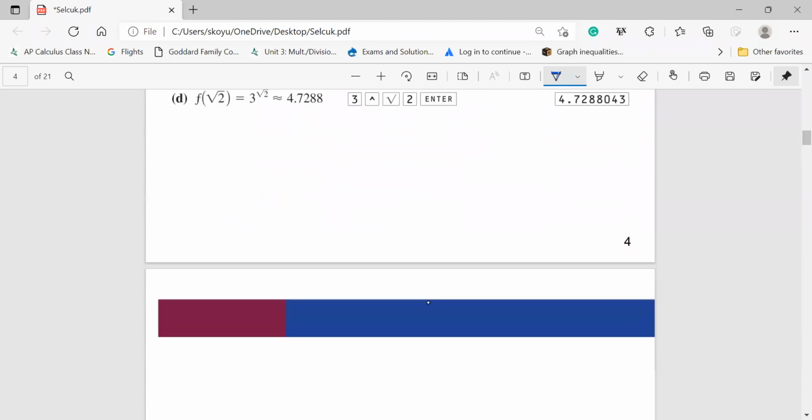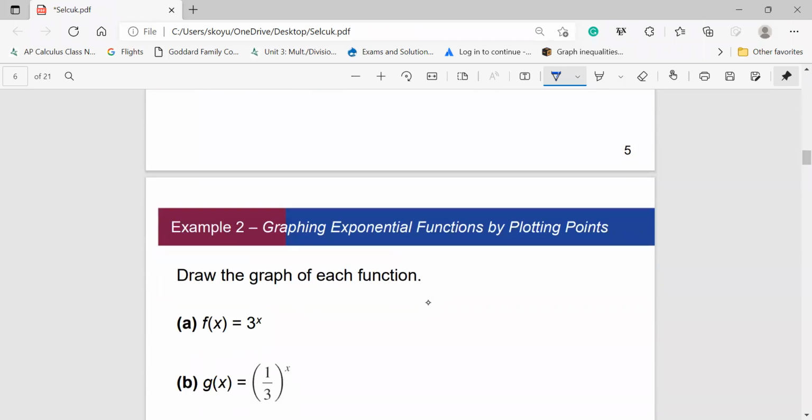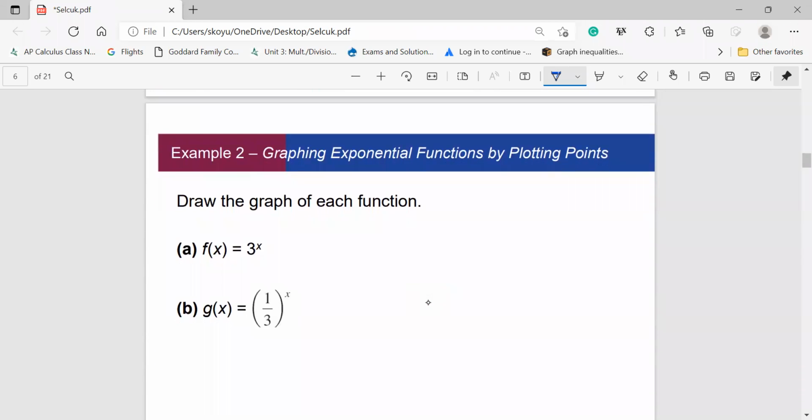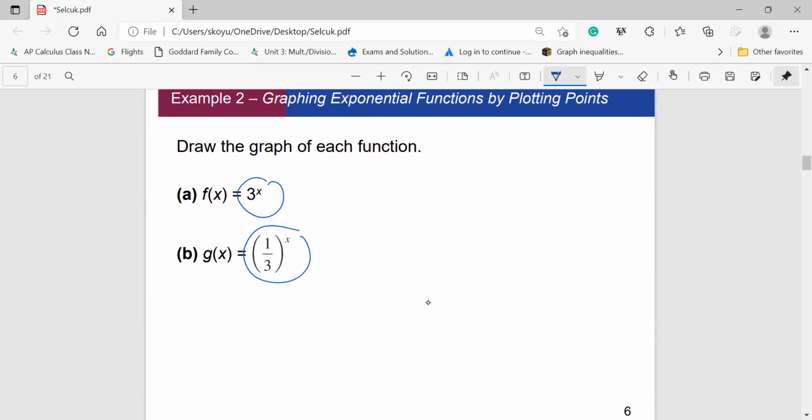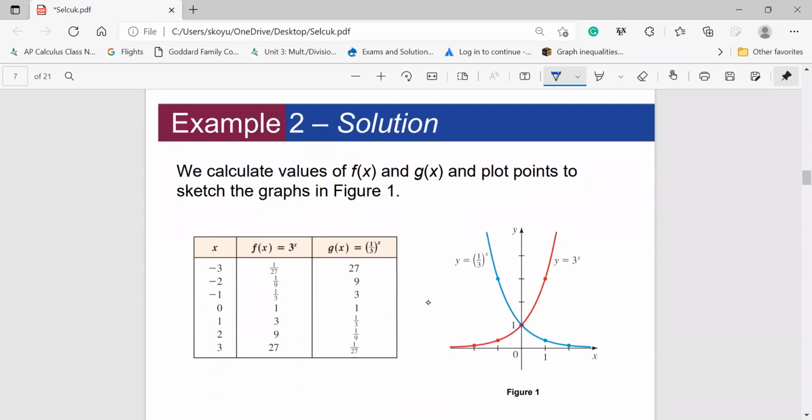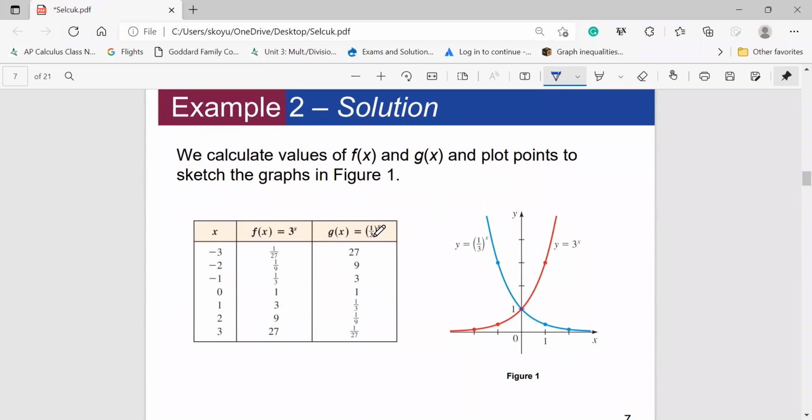Now for the graphs of these types of functions, these are simply parent functions, like this one and this one. So I'm just going to show you the graph of parent functions now. Let's take the first one, 3 to the x, and the second one, where the base is 1/3. For one of them, the base is bigger than 1 because 3 is bigger than 1, and for the other, the base is between 0 and 1. So let's see what the main difference is between these two.